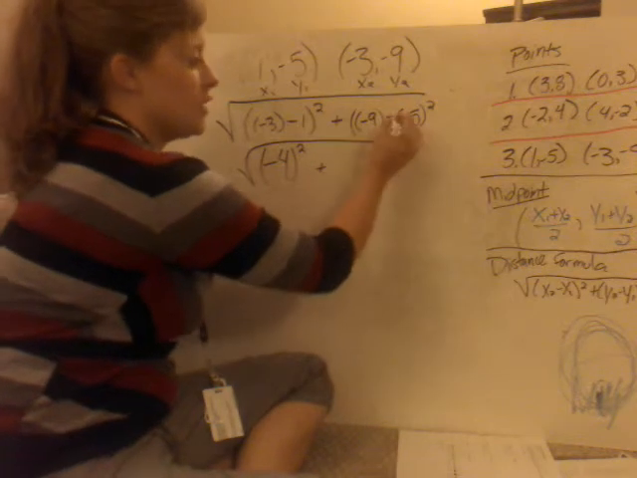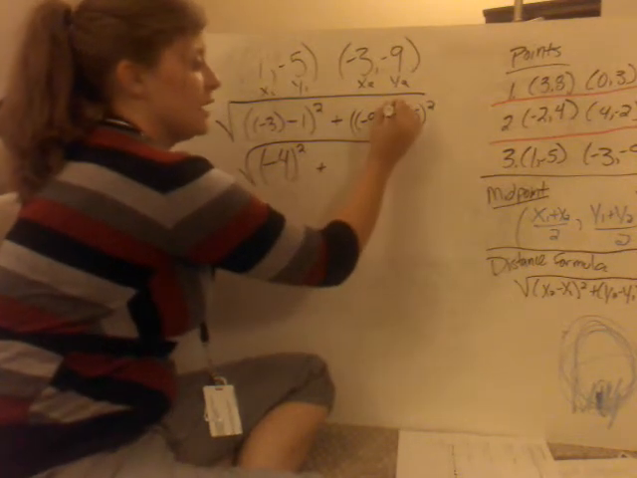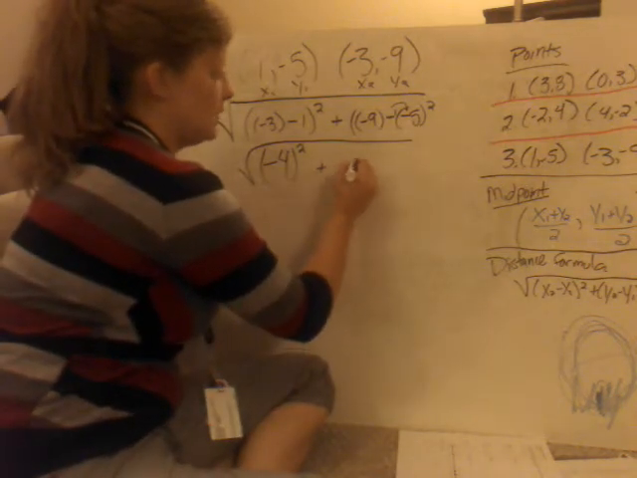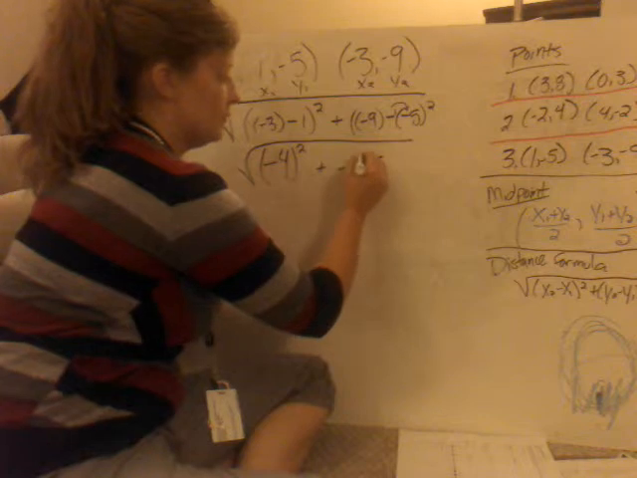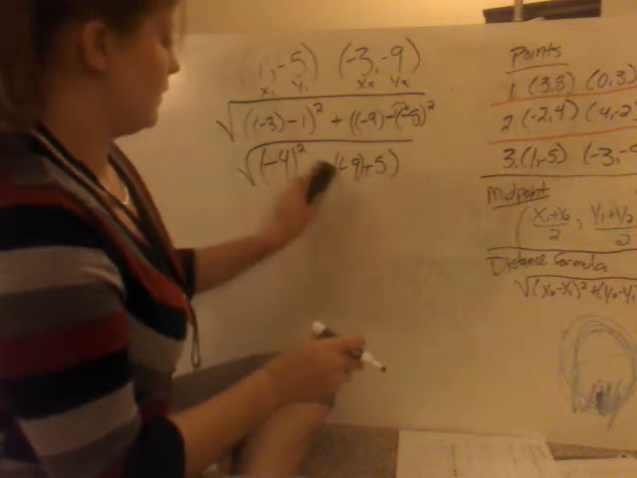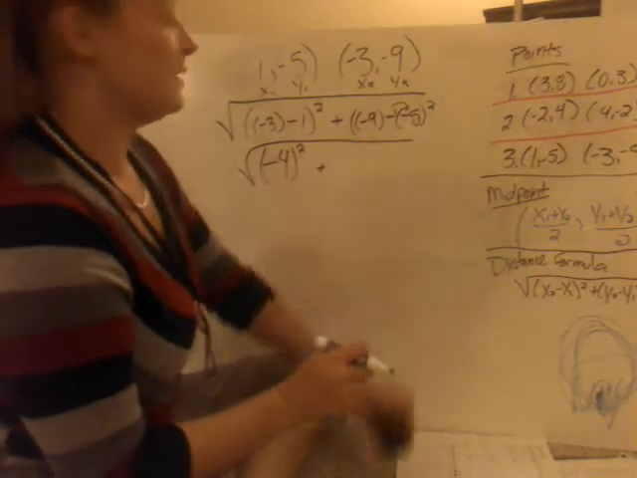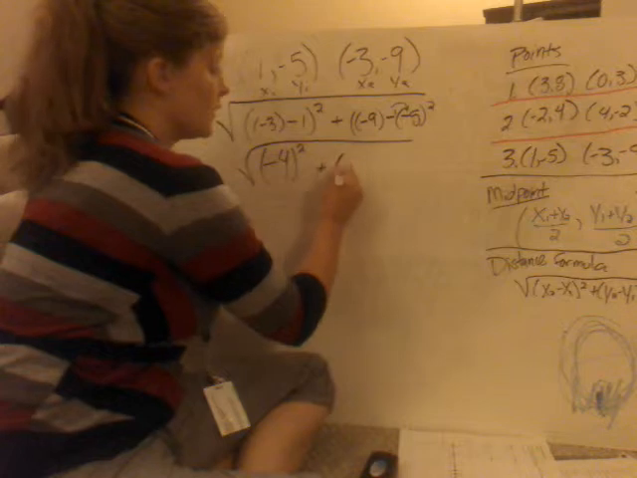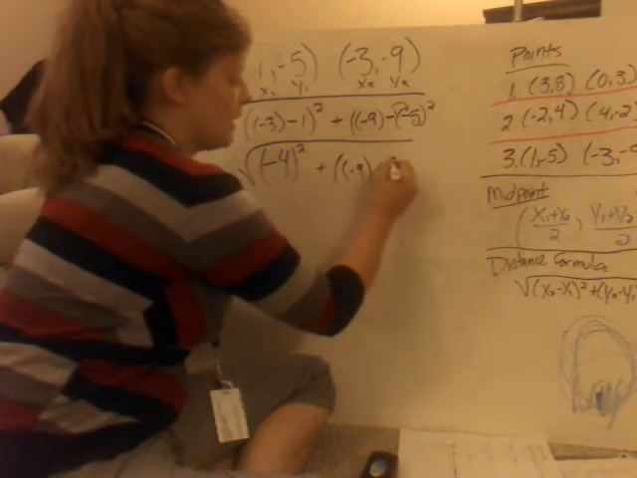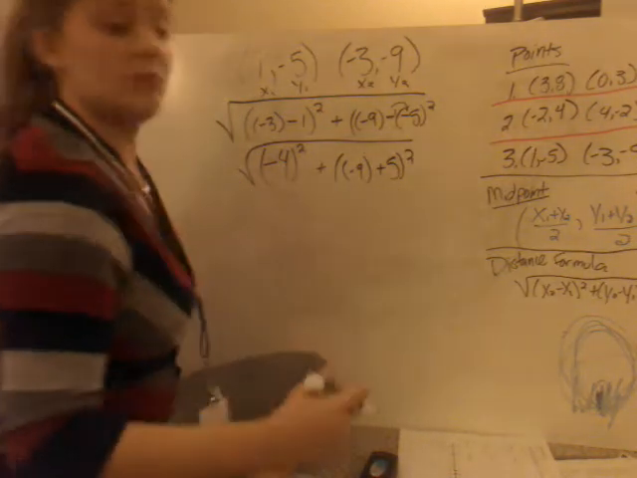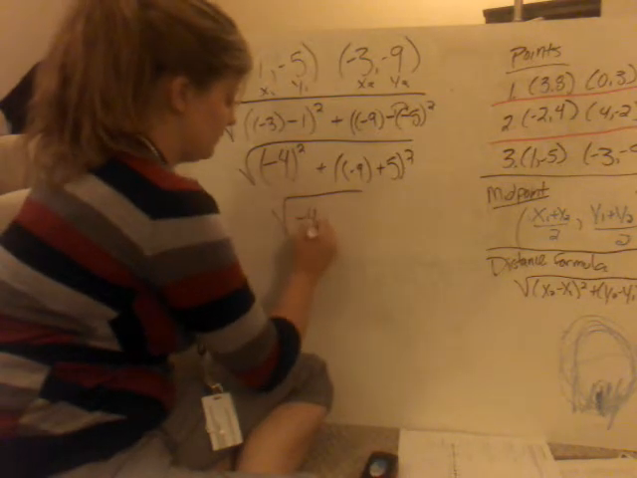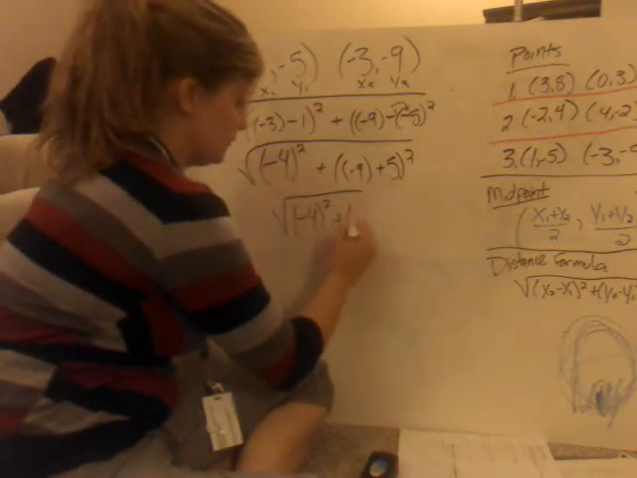Plus, now over here, remember I have this imaginary 1 here, so I have -1 times a -5. So I actually have -9 plus 5. Doesn't look very good. That just looks silly. I'm going to say I have -9 plus 5 squared. -9 plus 5 is -4. So now I have two -4s squared.